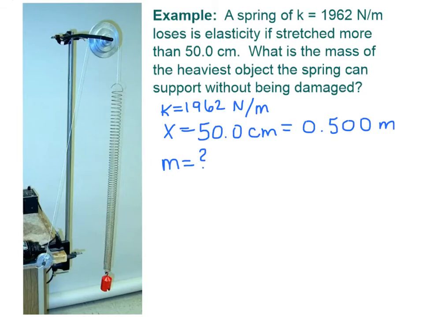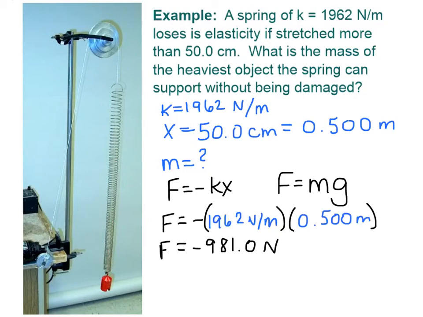So if we write down what we know, the spring constant, we know x, the displacement here, convert that to meters. What is the mass of the heaviest object that this can support? We know that our formula for Hooke's law is this, and we know we can find the force. How are we going to find the mass? Well, we also know that force equals mg, so we know gravity, the acceleration due to gravity, and so we can therefore determine the mass using these two equations.